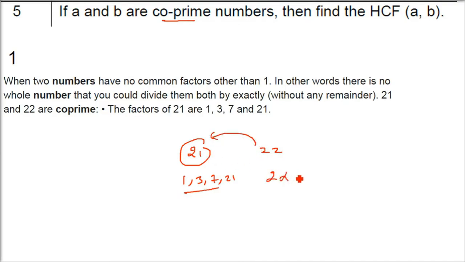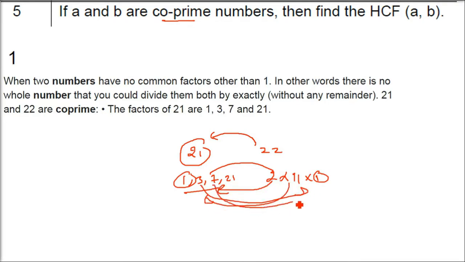What is 22? 2 into 11. Now you see 2 and 11, and 1, 3, 7, 21. There is nothing common. Only 1 is common. So those two numbers whose factors have only 1 in common, no other, are co-prime. So what is the highest common factor? By this discussion, it's clear that the HCF is 1. The highest common factor is 1, which you just saw in this example also. The co-prime definition you need to understand very well.